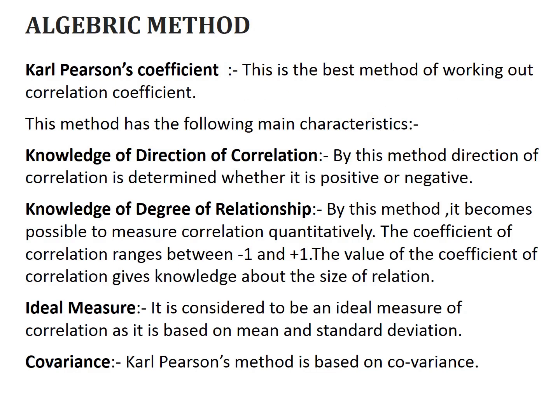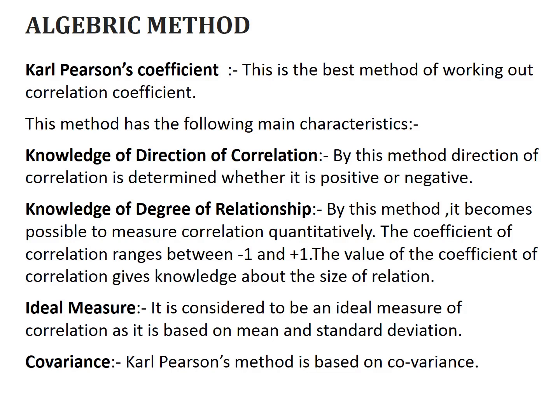Algebraic method of correlation. First one, Karl Pearson's coefficient of correlation. This is the best method of working out correlation coefficient. This method has following main characteristics. Knowledge of direction of correlation. By this method, direction of correlation is determined whether it is a positive or negative correlation.